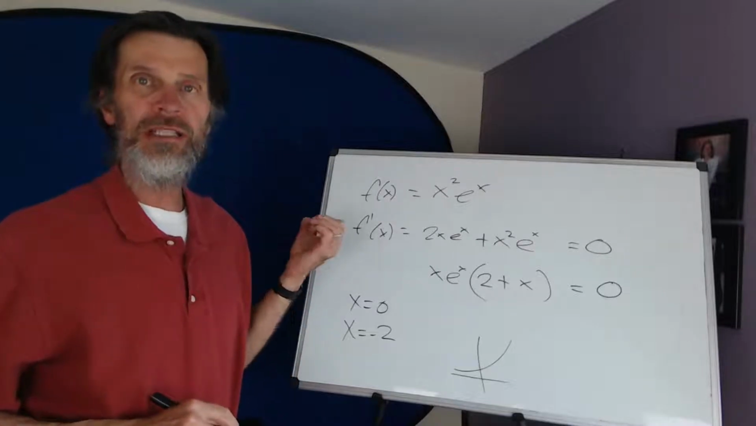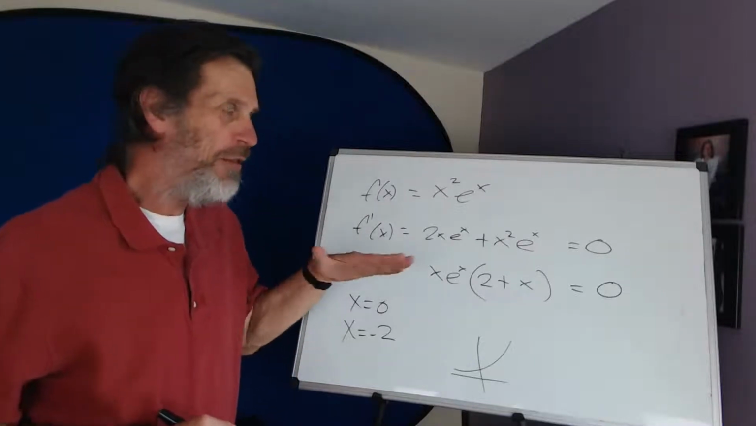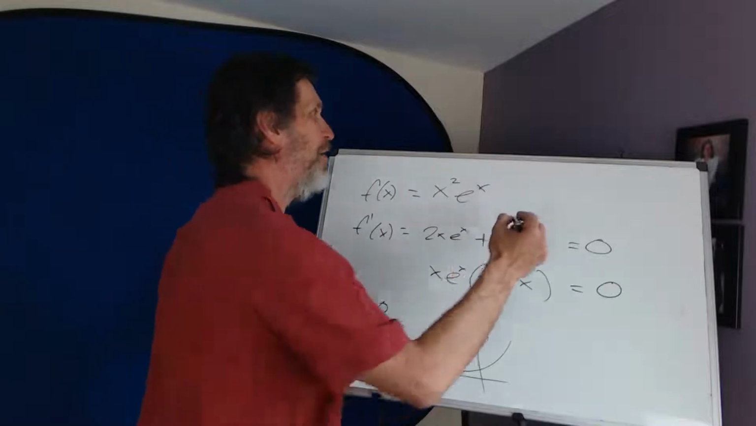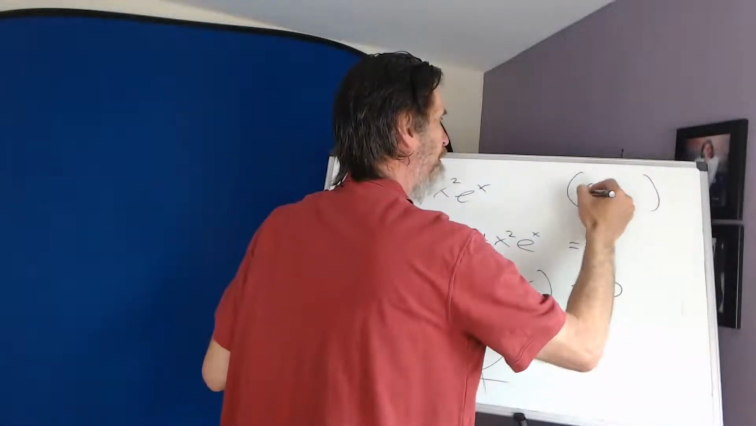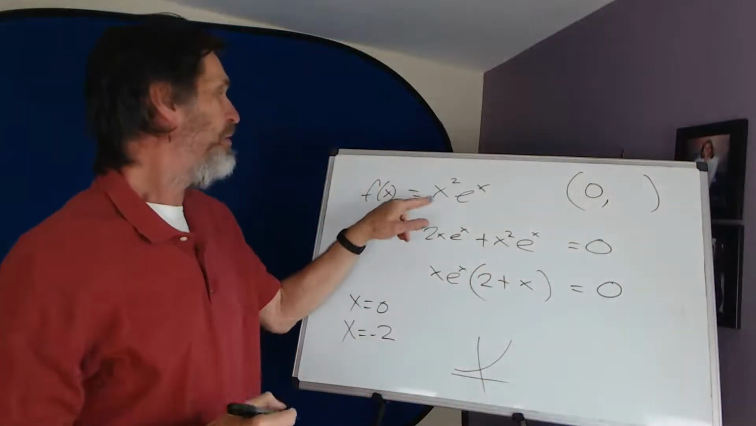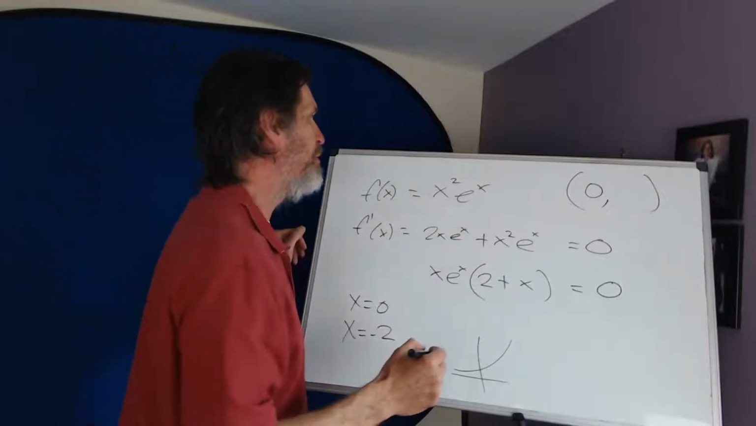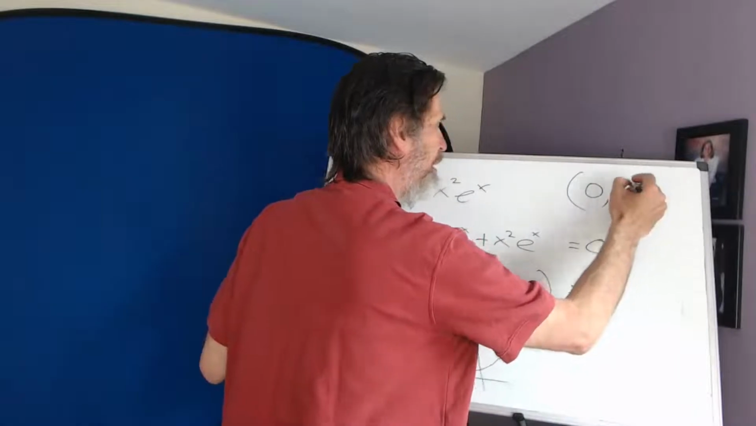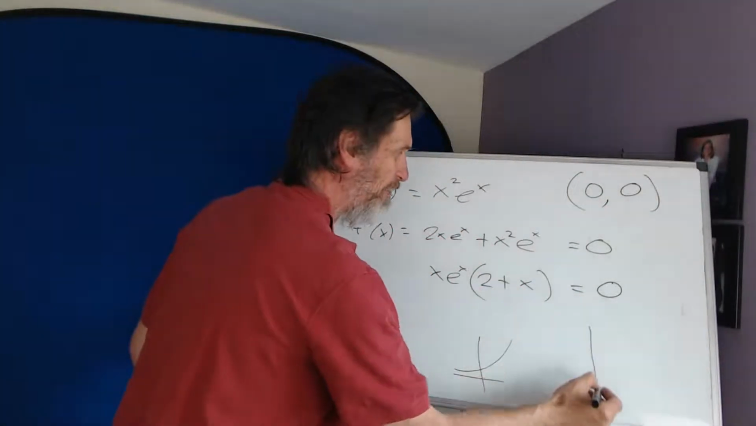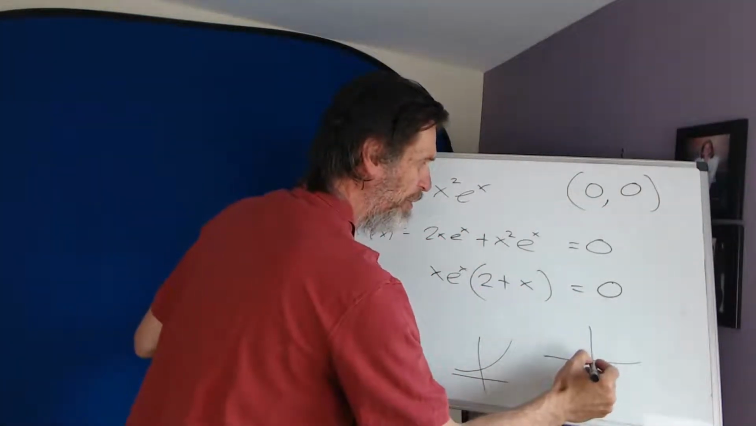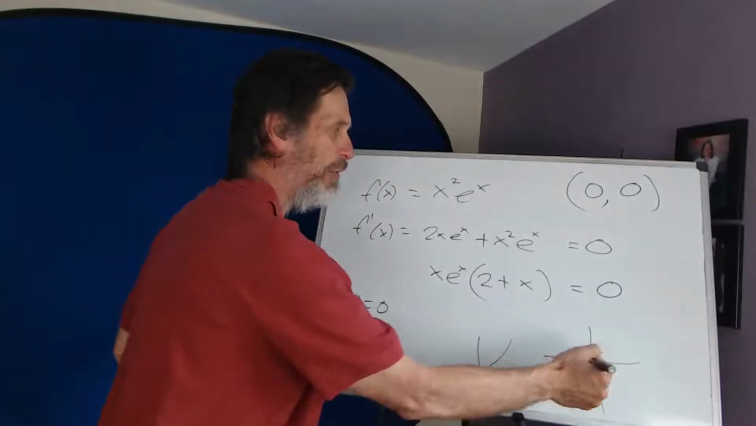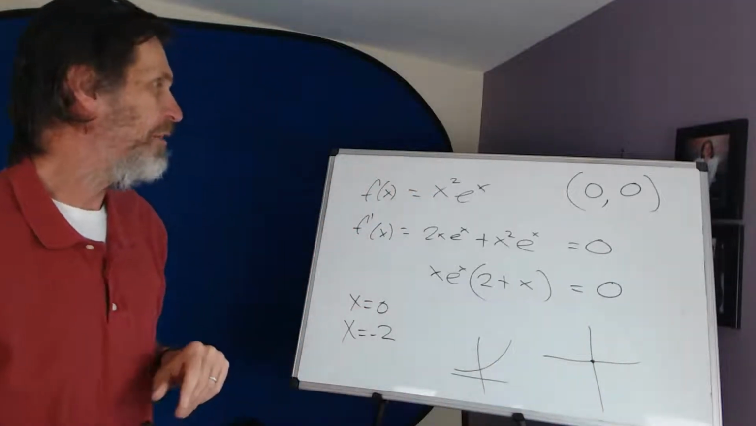Now the critical points, they're points on the graph. They're places where the graph absolutely flattens out. So let's find them, shall we? If I plug 0 into this formula, I get 0 squared times e to the 0. 0 times 1 is 0. There's an ordered pair on the graph of this function. It's 0, 0. What do I know about it? I know the graph is perfectly flat there.